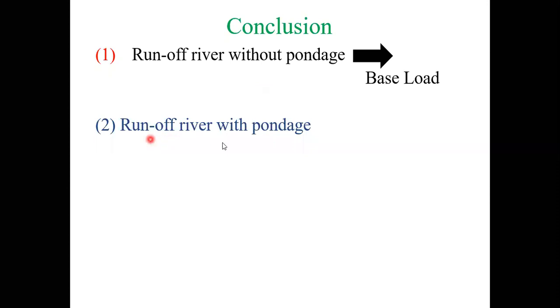When we use this type of power plant, it is used to meet the peak load itself. The reason for having pondage, which means storage of water: why do we need to store the water? By storing the water, during peak hours we can utilize that water. So that's why we need to construct a pondage. So this run-of-river plant with pondage is used to meet the peak load. This is the purpose of run-of-river with pondage.